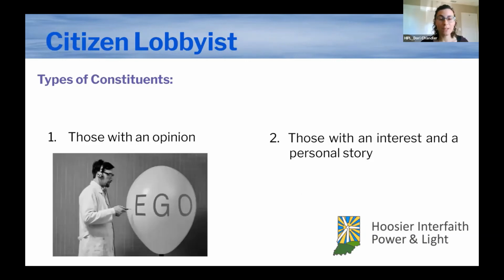So as Tim was talking about before, authenticity is really important. There are those citizen lobbyists with an opinion who will just come into the room and share a whole bunch of facts. And then there are those with an interest and a personal story. We'd really recommend that you find your personal story and bring that into the room with you.